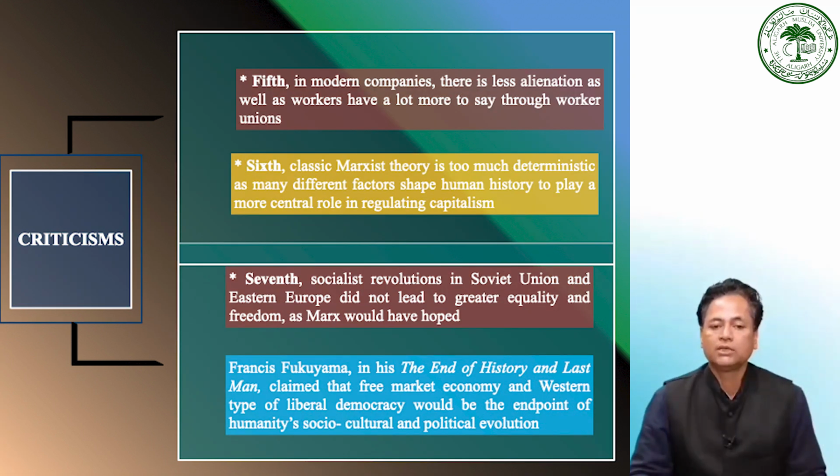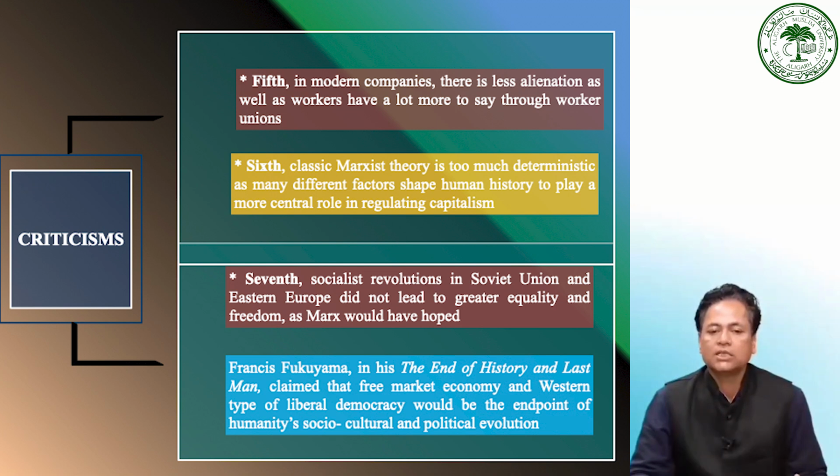Fifth, in modern companies there is less alienation as well. It is an undeniable fact that workers have a lot more to say through their worker unions. What is more, advanced management techniques provide workers with many opportunities to express themselves and their problems, so that those problems cannot escalate to a point of conflict. Now you have worker unions, and there are strict rules and regulations. If you violate them, there will be punishment. So, the point is, nowadays you are better organized than in the period when Marx was writing. This is again a point on the basis of which several critics criticize Marxism.